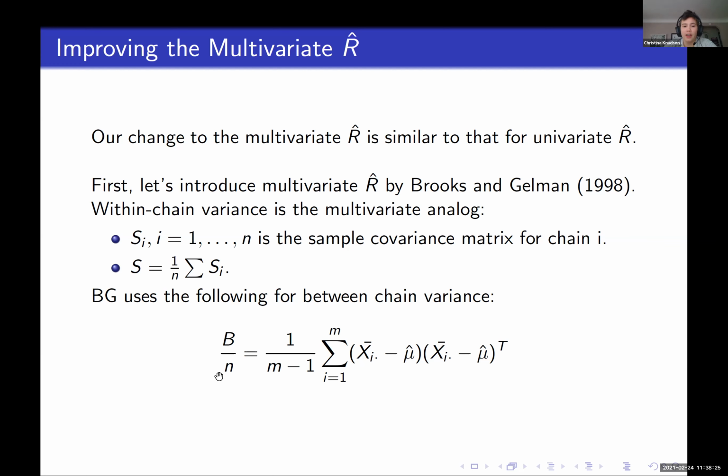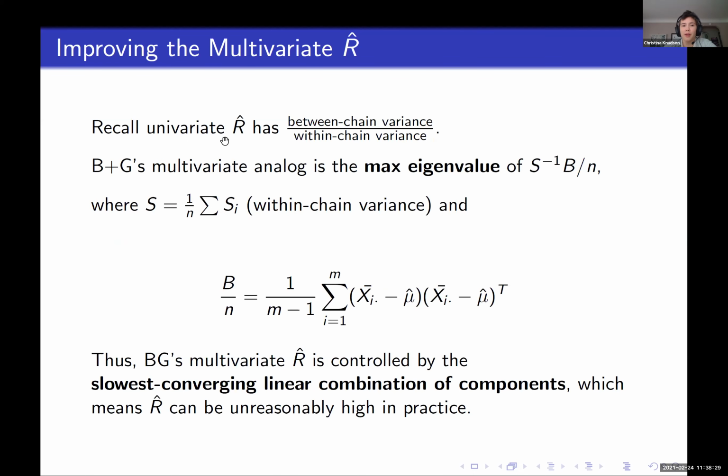They then called that B over N, and now we can go back to remembering that the univariate r hat has between chain variance divided by within chain variance. But of course, a sample covariance matrix is a matrix, and what does it mean to have one matrix divided by another matrix? So instead of just division, which wouldn't make any sense, what they did was they looked at S inverse, where S was the within chain variance estimate, and B over N, remember, was the between chain variance estimate. So they looked at S inverse times B over N. At this point, this is still a matrix. We need to now make this into some kind of scalar. So what they did was they looked at the maximum eigenvalue of S inverse times B over N. Okay.